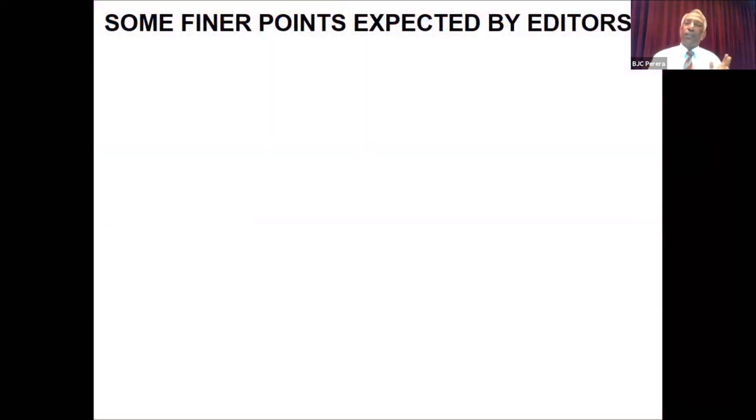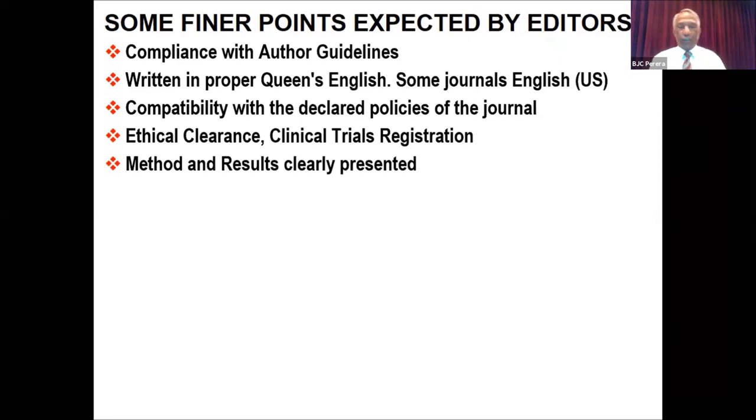There are certain finer points expected by editors, in addition to compliance with author guidelines, written in proper Queen's English for certain journals, which have United Kingdom English as their base. But of course, some journals use English US. So depending on the journal, you may have to set your language processing software in the computer to either English UK or English US when you start to type your paper. And remember that the default language in most computer systems now is US English.